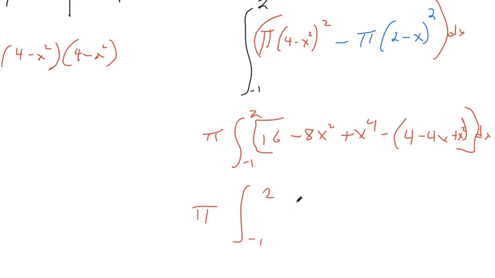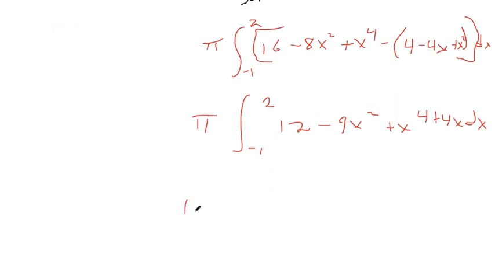So we can combine like terms. 16 minus 4 is going to give me 12. Negative 8x squared, that's going to be minus x squared, so that's minus 9x squared. This x to the 4th has nothing to combine with. And we still get this minus a negative 4x, so plus 4x. And the integral operator is a linear operator. It means we get to go term by term when we find the antiderivative.